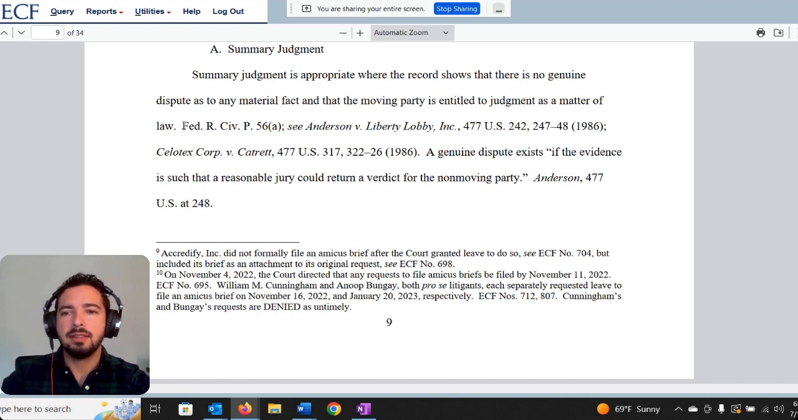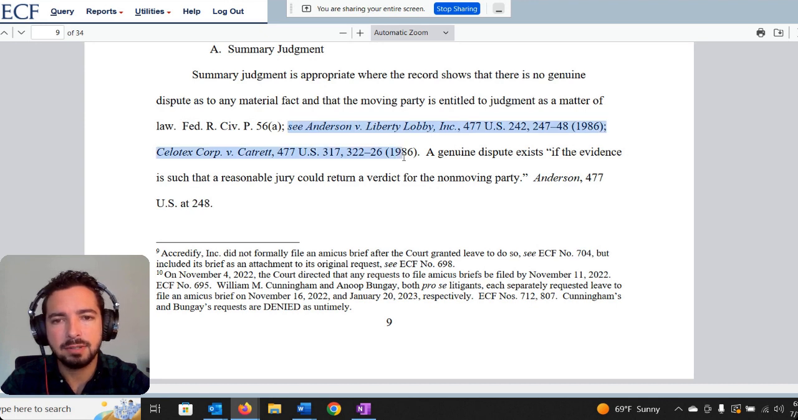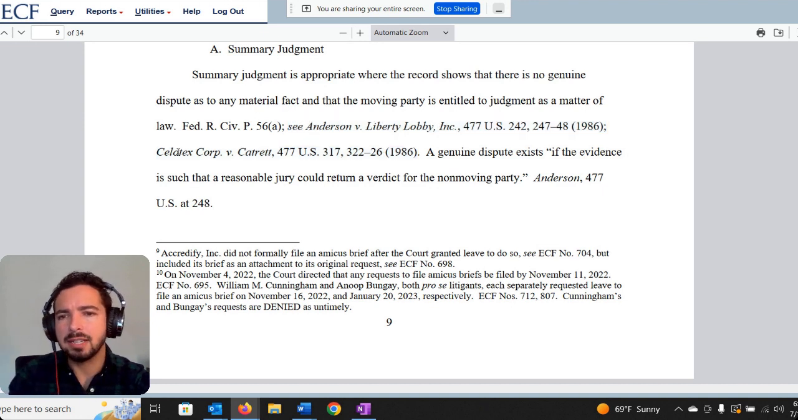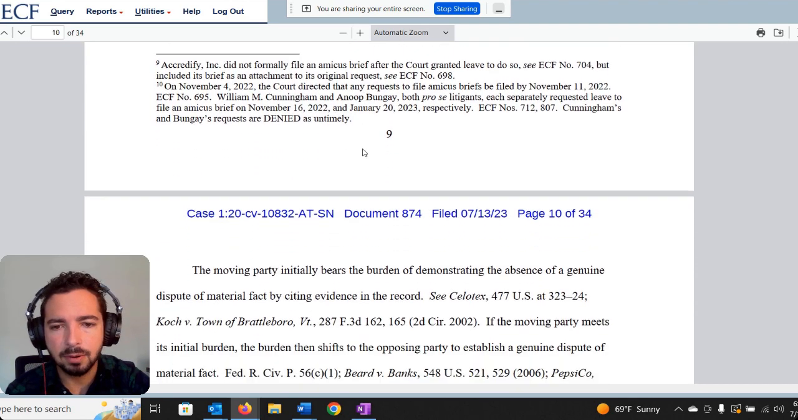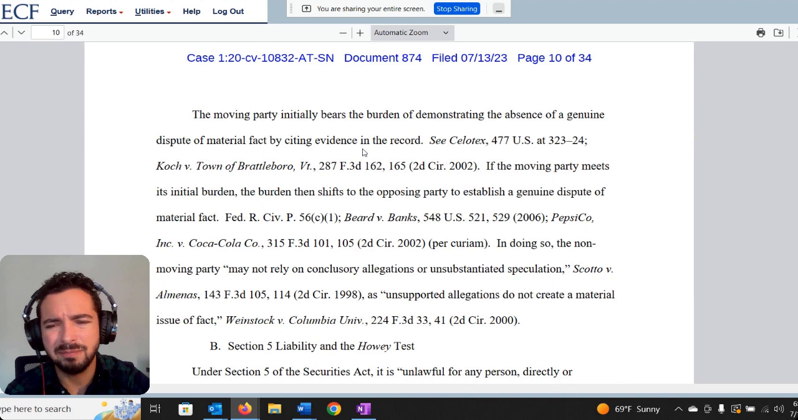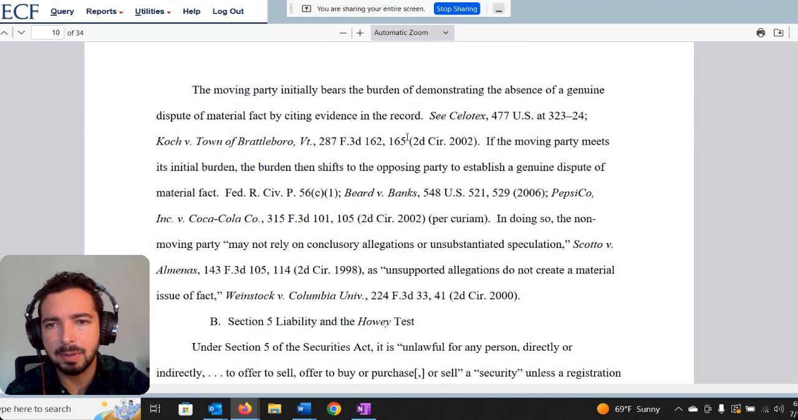And then we haven't seen this here. This is a citation to a court rule. That's where summary judgment comes from. That's Federal Rule of Civil Procedure 56, subsection A. And then these are fairly famous Supreme Court decisions. I've seen these all the time. Anderson versus Liberty Lobby and Celotex, they just set forth the basic premise for summary judgment. So that's very common.